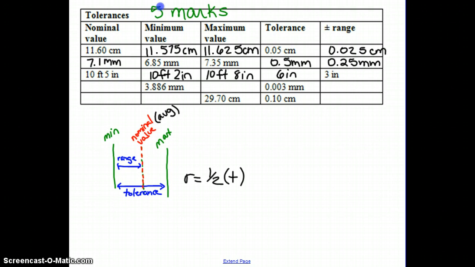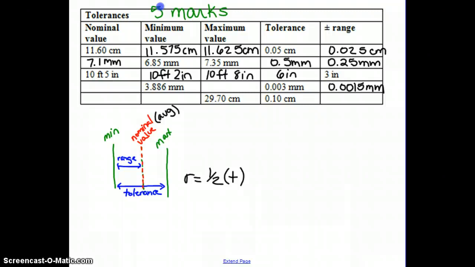Next, we have our minimum value and our tolerance. So again, we take half the tolerance, sorry, half the tolerance is our range. So we get 0.0015 millimeters. To find our max, we need to add on the tolerance.